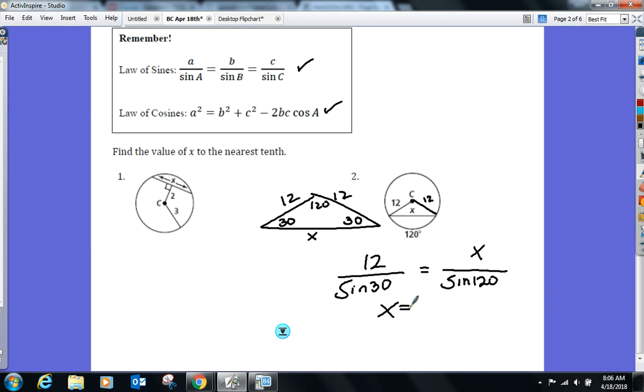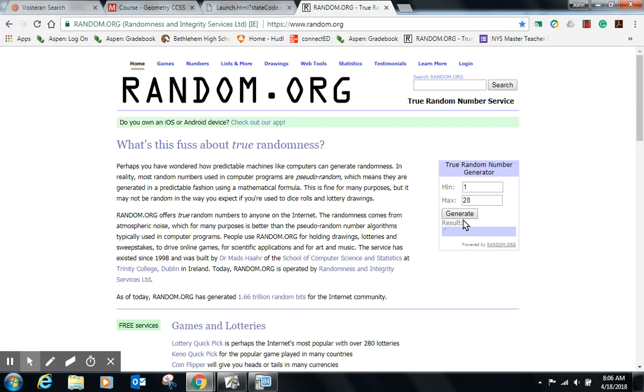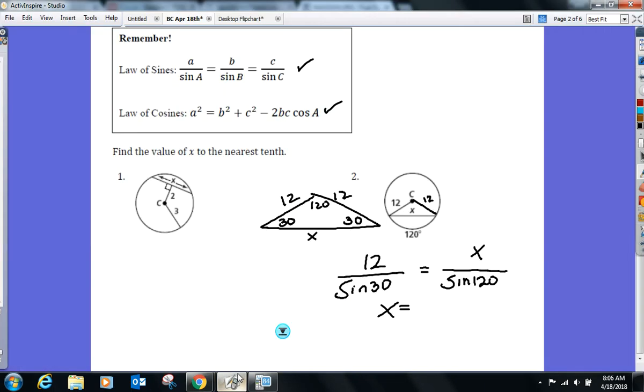We're cross multiplying. And nearest 10th, what do we end up with here? What do you end up with? What is it? Sorry, I didn't hear it. 20.8, yep.